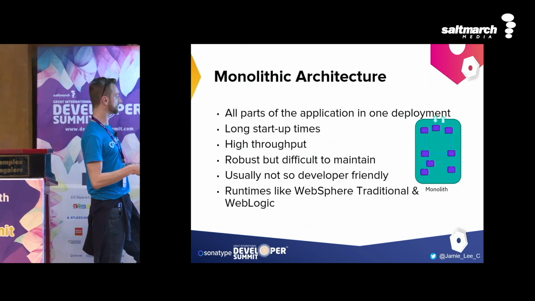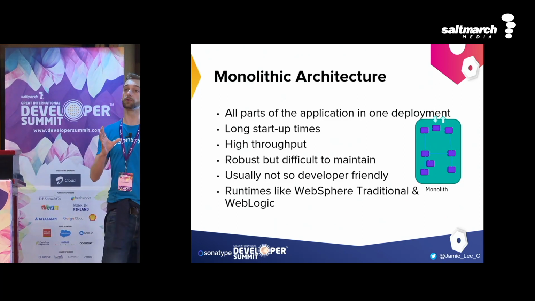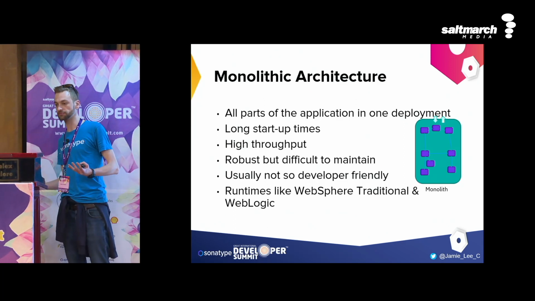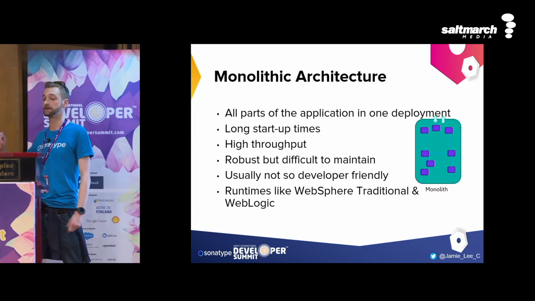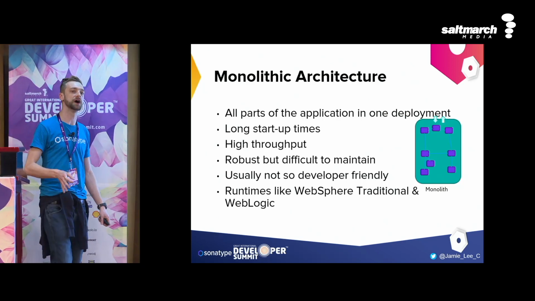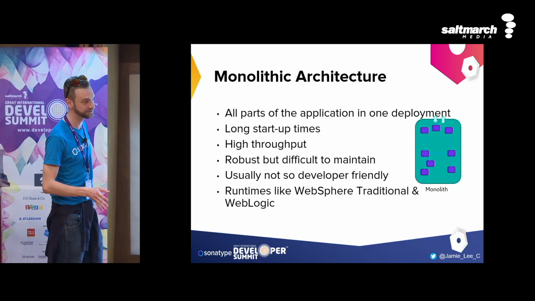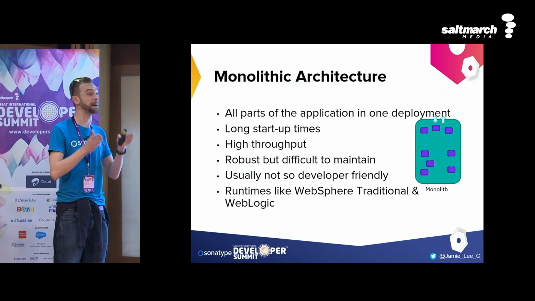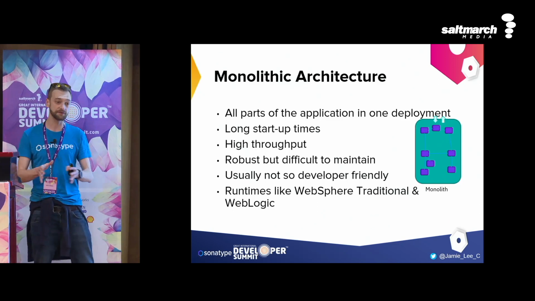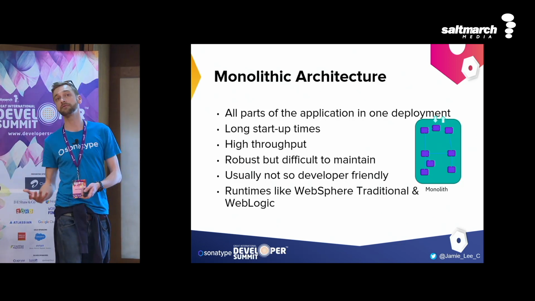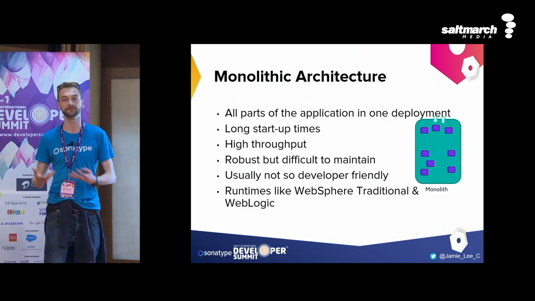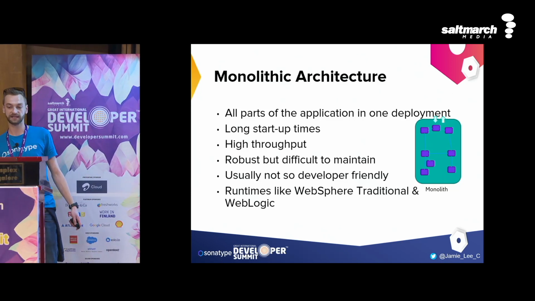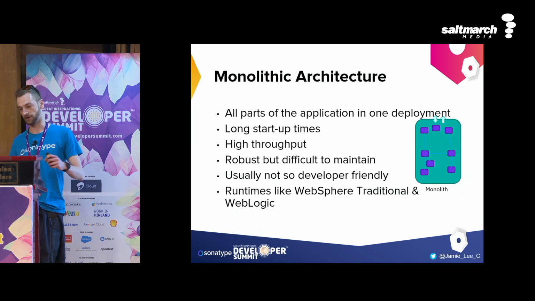So to explain a little bit: all parts of the application are in one deployment with monoliths. Like I said, it can have long startup times, but monoliths have very high throughput. One of the problems we find with Java and microservices is you have to have a JVM in every microservice. That is a big overhead to have in every microservice, whereas with some programming languages, you don't have to do that. So bear in mind, Java is not always the best language to use for microservices.